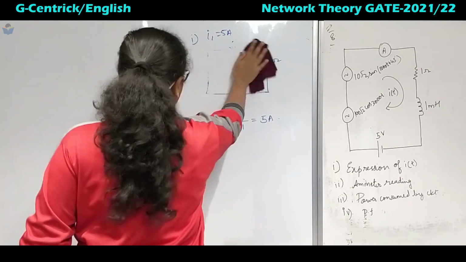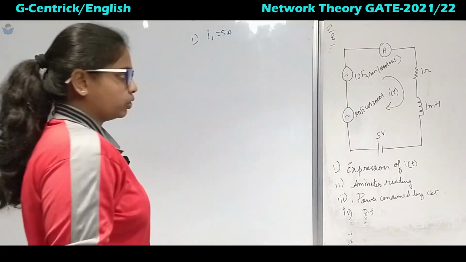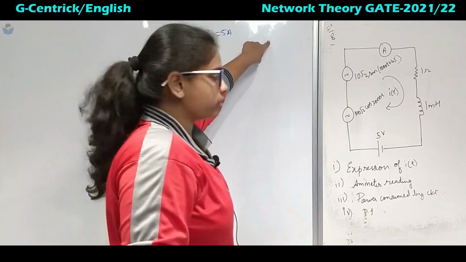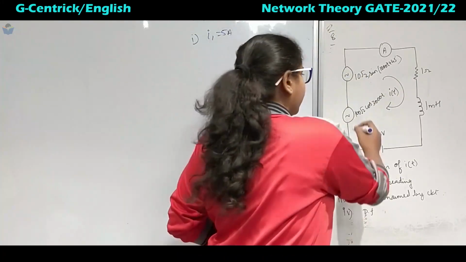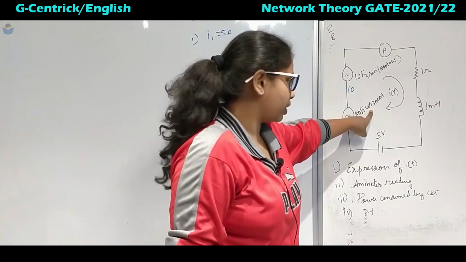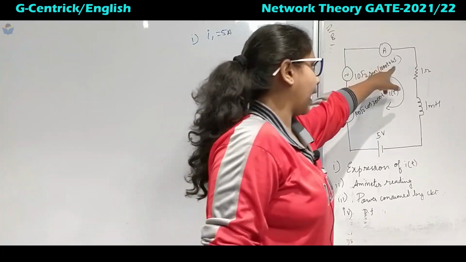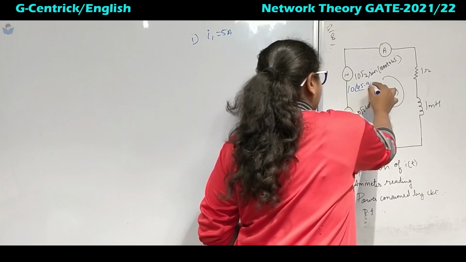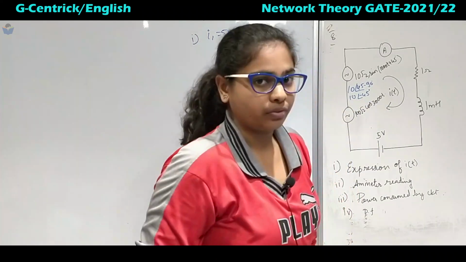Coming to the second one, this DC will get short circuited. For the conversion to phasor domain, you have to divide by root 2. So this root 2 gets cancelled and I am left with 10. It is in sine and here it is in cos, so to convert this to cos, I have to take this angle minus 90 degrees. So 10 angle 45 minus 90 degrees comes out to be 10 angle minus 45 degrees.